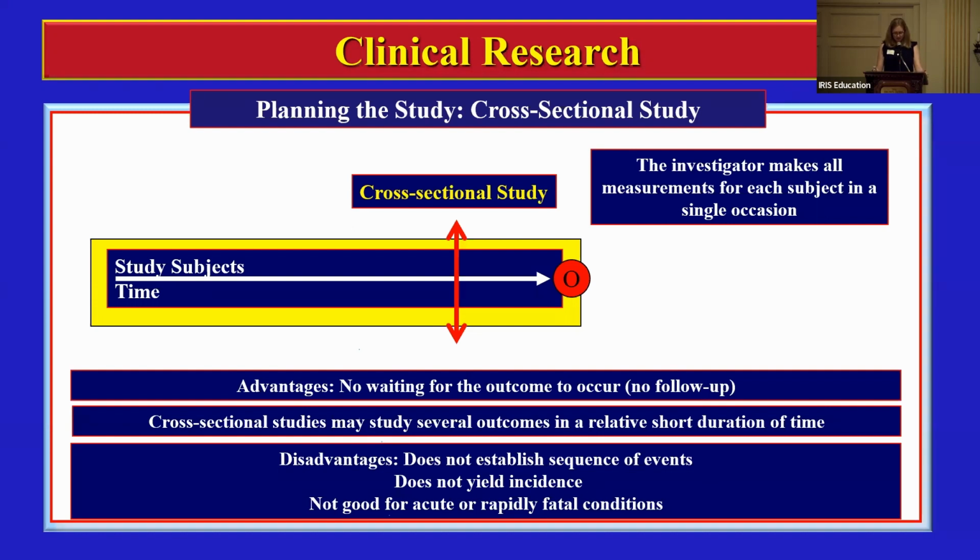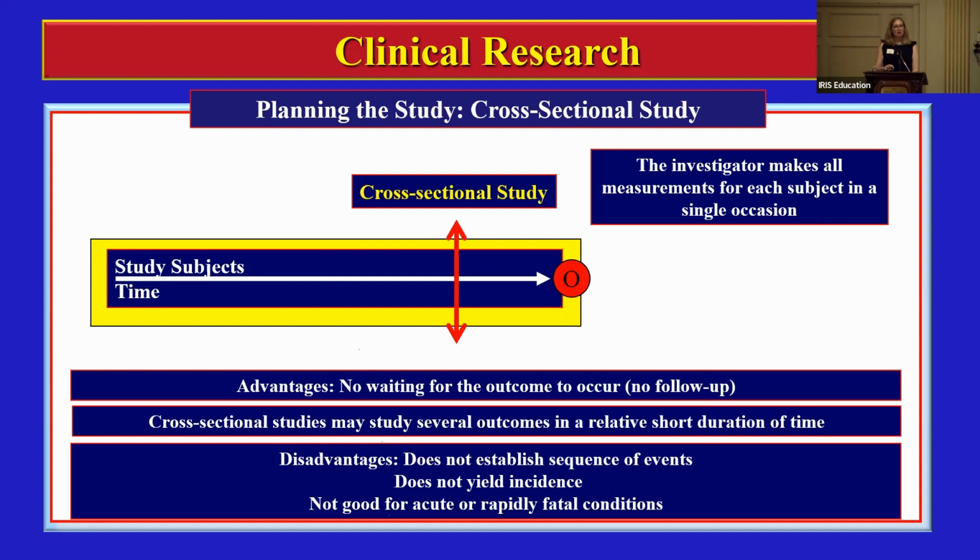Additionally, as I already mentioned, cross-sectional designs do not yield incidence. For incidence, we would have to perform a cohort study, which I mentioned earlier. And lastly, cross-sectional studies are not good for acute or rapidly fatal conditions because you might not be able to capture that at that one point in time.